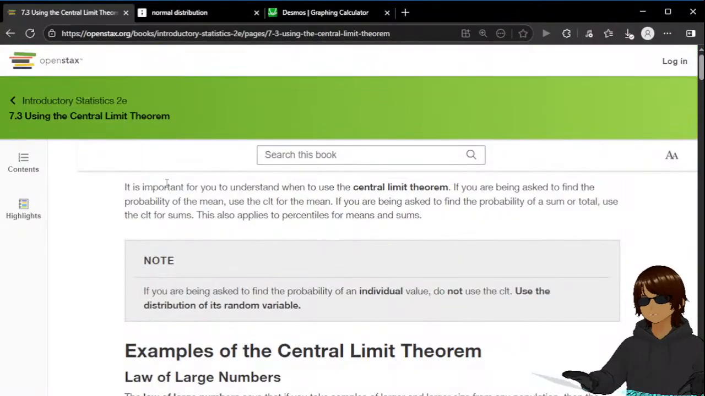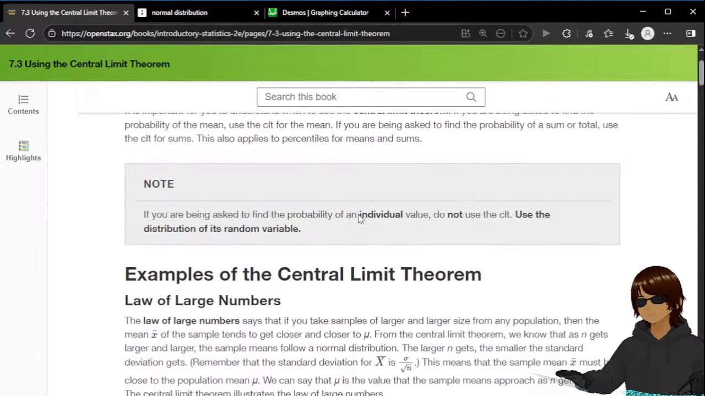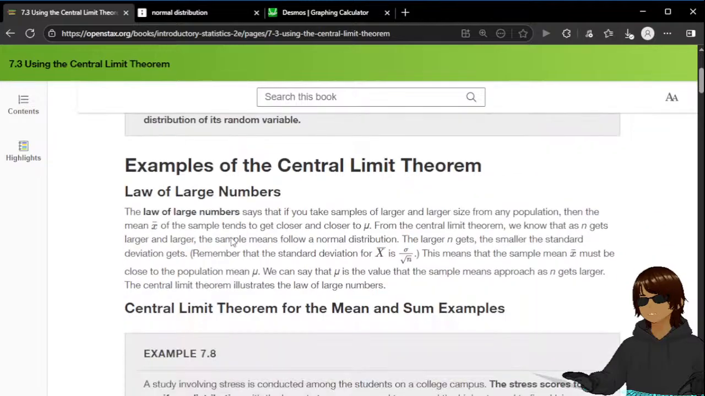It is important for you to understand when to use the central limit theorem. If you're being asked to find the probability of the mean, use the CLT for the mean. What's the CLT? Oh, central limit theorem. If you're being asked to find the probability of a sum or total, use the central limit theorem for sums. This applies to percentiles for means and sums. If we are being asked to find the probability of an individual value, do not use CLT. Use the distribution of its random variable.